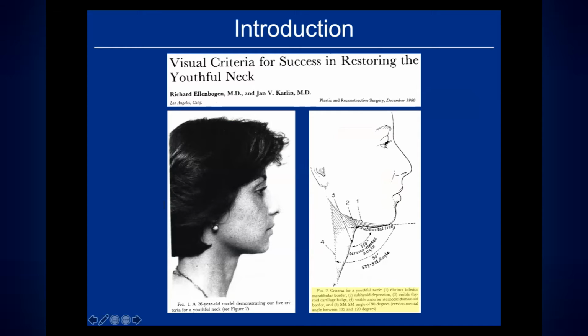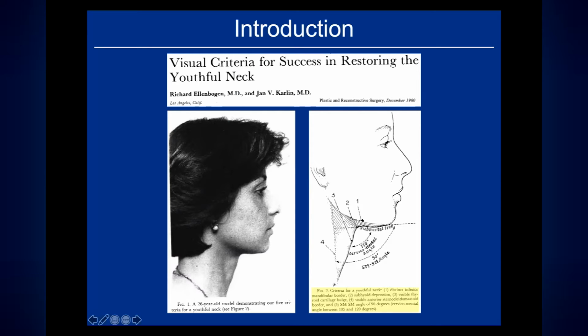So while beauty can sometimes be thought to be in the eye of the beholder, we all know that there are a number of objective parameters that are consistent with aesthetic ideals. This paper, published in Plastic and Reconstructive Surgery in 1980 by Ellenbogen and Karlin, is considered one of the first to characterize and define aesthetic ideals of the neck. The authors discuss 5 different criteria.